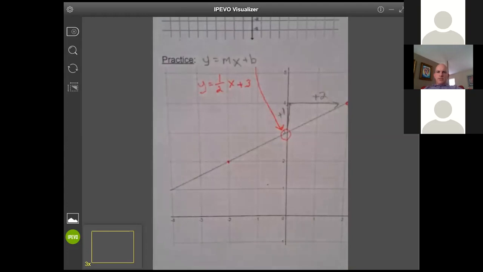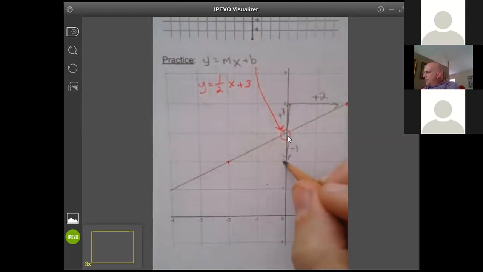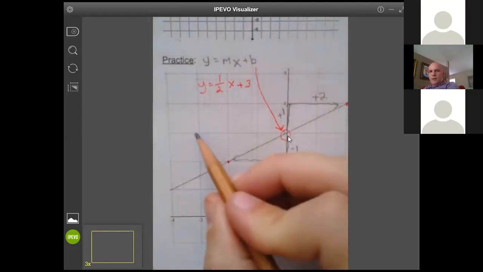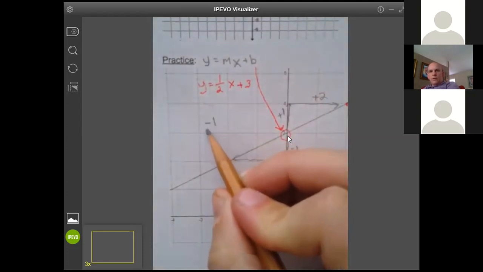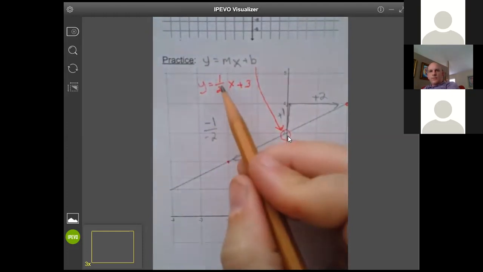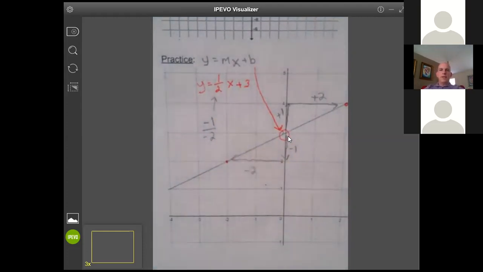Nate just sent me a message that says, I did it the opposite. I went down and then went left. Is that a problem? No, not at all. If you went down, this is a -1 direction you went. And then if you went left to get to that point, it's a -2. So technically your ratio is -1 over -2, which is also simplified to 1/2. So either way works. Thank you for the question, Nate. It was a good question.